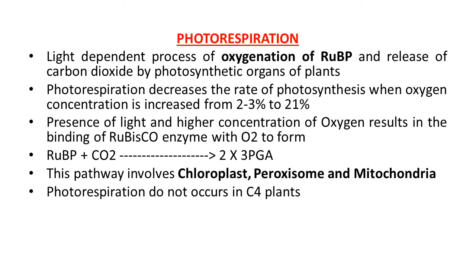Now, you know that C4 plants lack photorespiration. It does not take place in C4 plants. So, now we can understand why productivity and yields are better in these plants. Comparatively, their productivity is higher. In addition, these plants show tolerance to high temperature also. This pathway involves chloroplast, peroxisome and mitochondria also. In such a way, this entire mechanism of photorespiration does not take place in C4 plants.